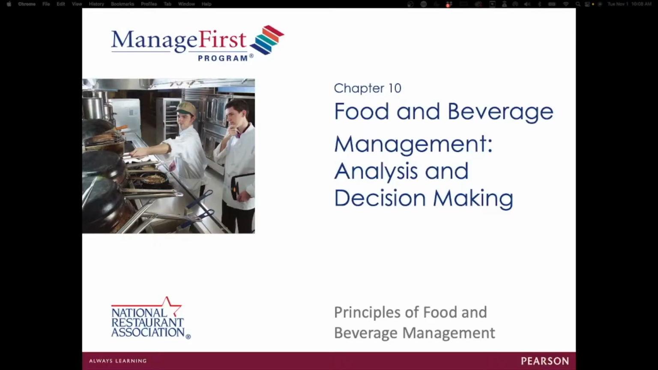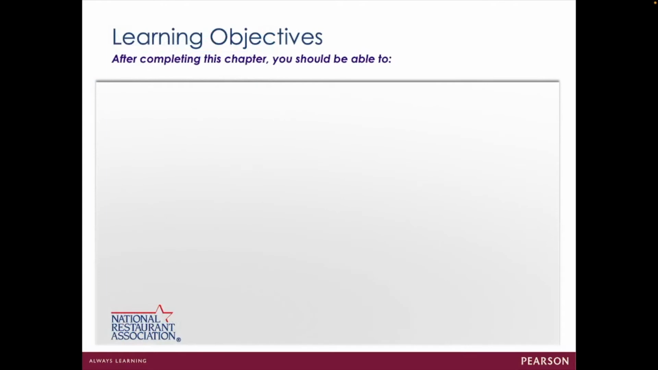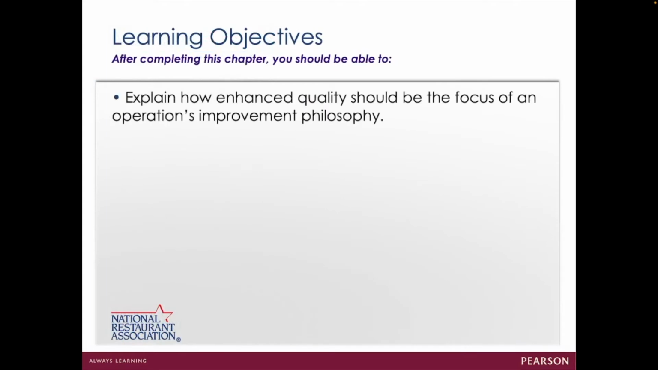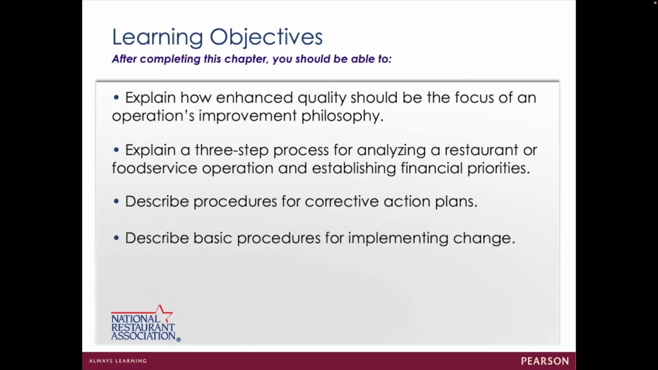In this final chapter, we're going to talk about analysis and decision making. The learning objectives for this chapter include: explain how enhanced quality should be the focus of an operations improvement philosophy; explain a 3-step process for analyzing a restaurant or food service operation and establishing financial priorities; describe procedures for corrective action plans; and describe basic procedures for implementing change.